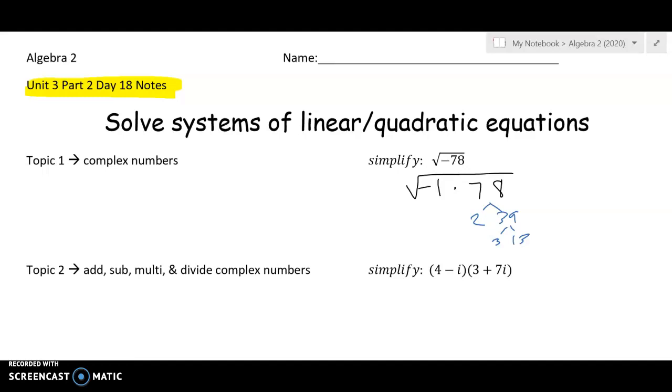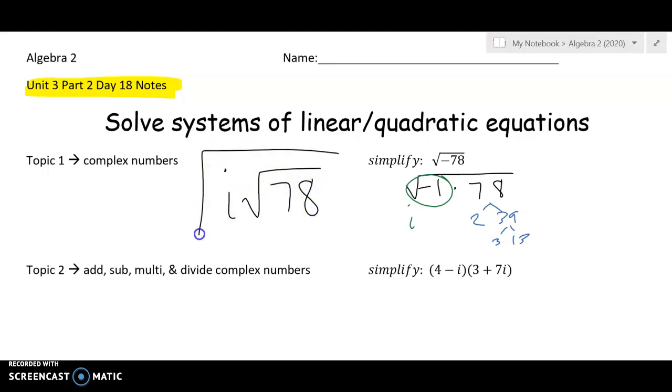In this case, no. However, the important part here is to remember that if you have a -1 underneath the square root, you're going to have an i in your answer. So the i is going to come out in front. The negative is taken care of. We just did the i, and then there were no matches with the rest, so I'm just going to leave it as the square root of 78.